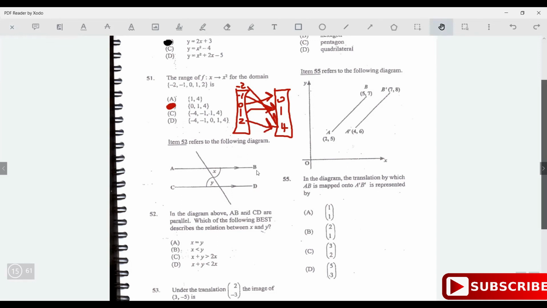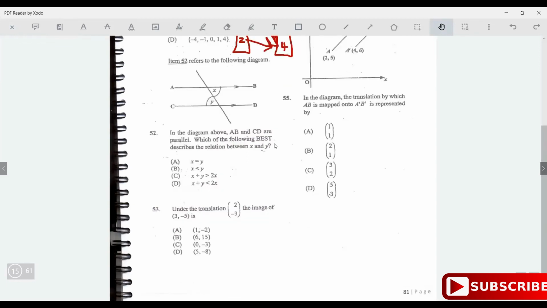Question 52. In the diagram above, AB and CD are parallel lines. Since they're parallel lines, this is a transversal line intersecting the two parallel lines. And so we know that x and y are equal by Z angles, which is option A. Nice. That's option A.